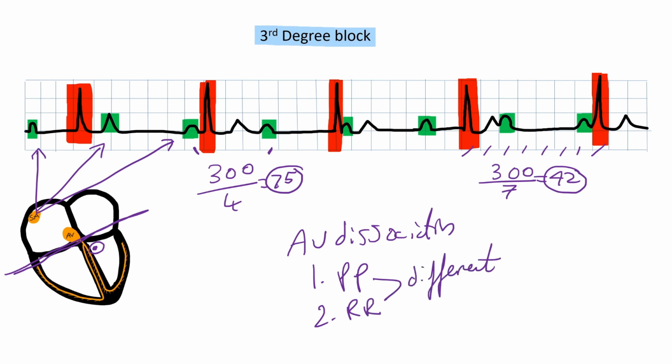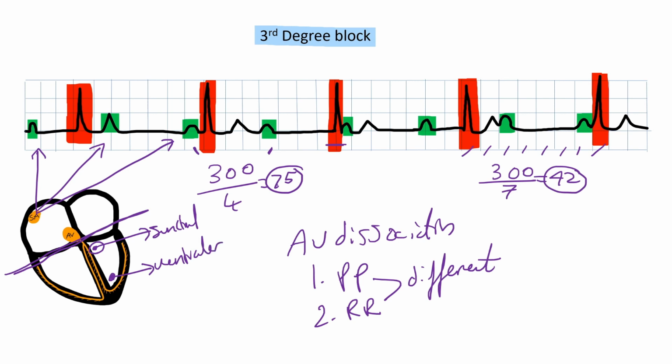Now, one thing I want to point out is that it's important to have a look at the width of the QRS. So for example, here you can see that the QRSs are quite narrow, so therefore it's following the normal conduction system. So the second pacemaker is always distal to the block. Now if the block is high up, it's likely that the pacemaker is near the AV node, so it can follow the normal conduction system, and we call this a junctional rhythm.